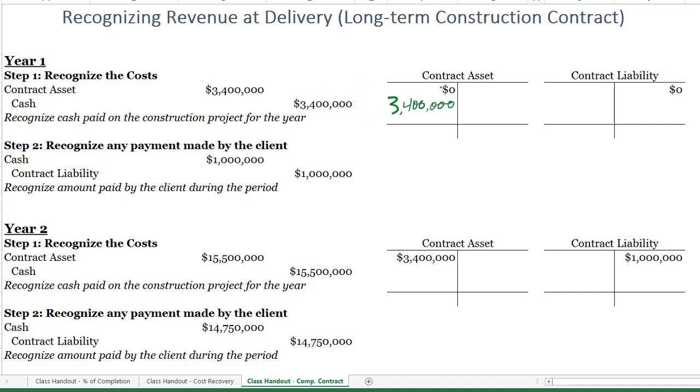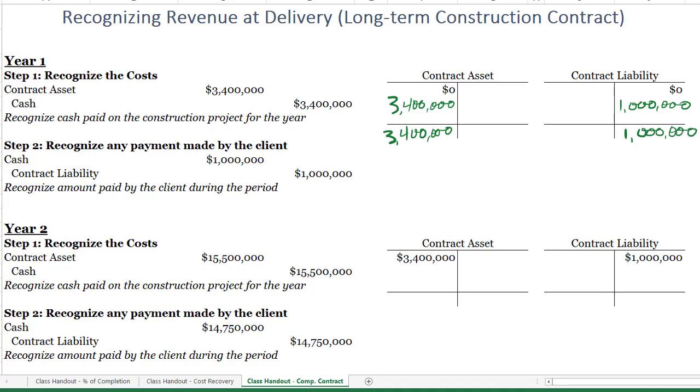So we've got $3.4 million that go into the contract asset. Contract liability is the $1 million the state has paid us. So we end the period with a balance in both accounts for the first time. We haven't seen a contract asset balance before because we've always gotten rid of it as cost of goods sold. But in this case, it's going to build up.